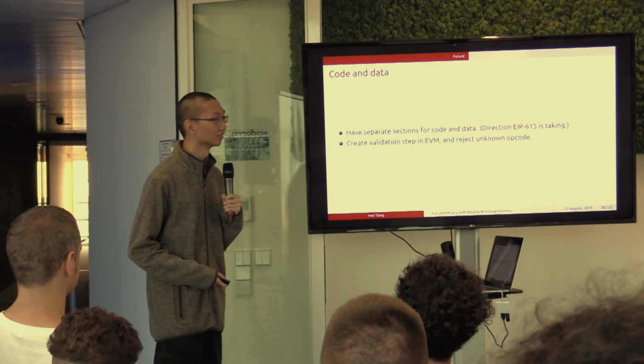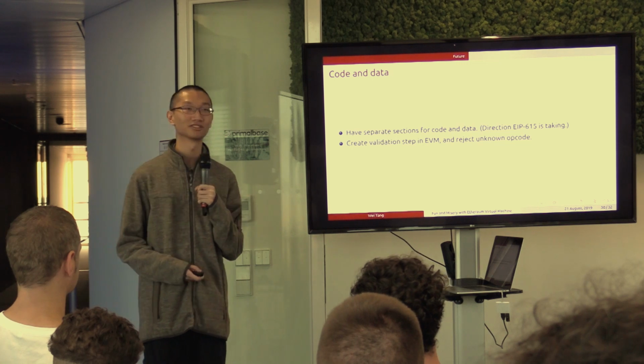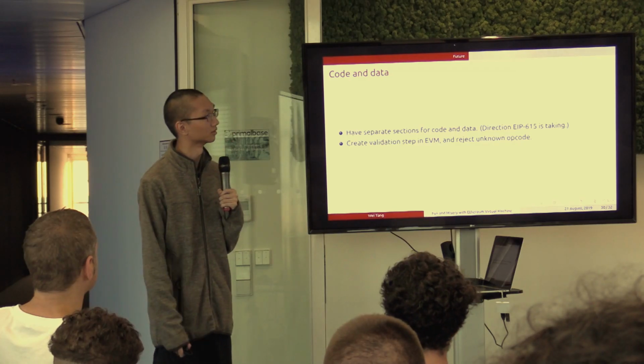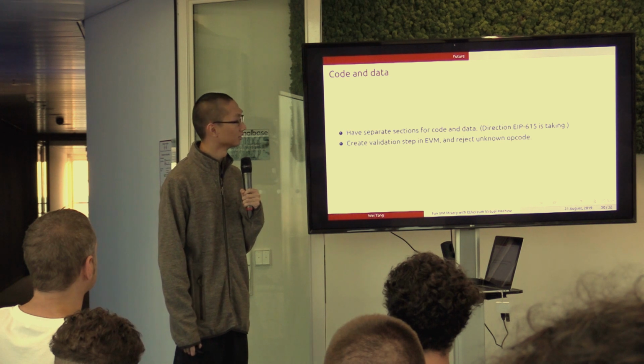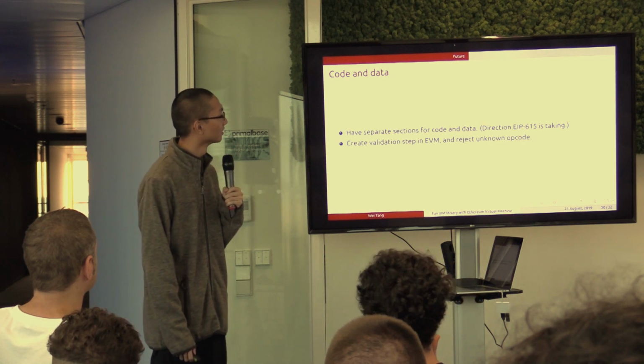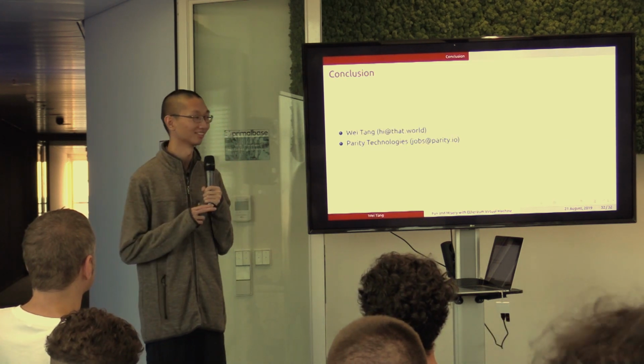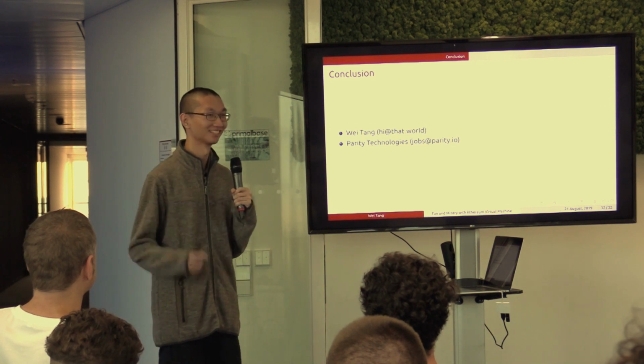And for code and data, in some cases, probably in the future, we want to separate them. We either can have separate sections for code and data. This is the direction EIP 615 is taking. Or we add some additional validation step in the EVM, and we reject unknown opcodes. This is the direction EIP 7012 is taking. And that's basically it. Thank you.